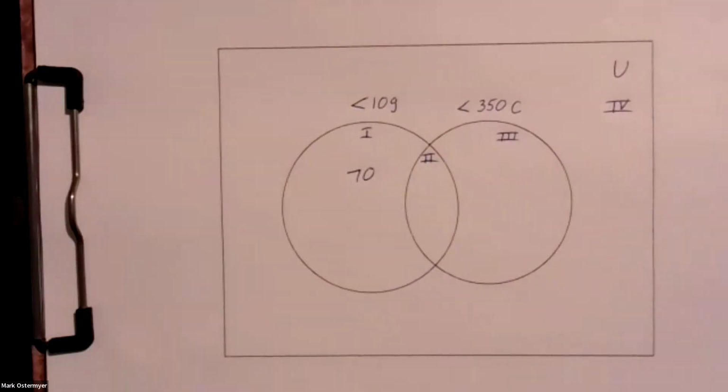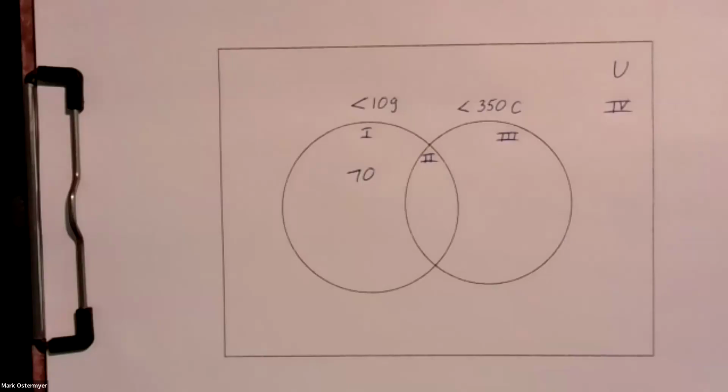Is that correct? Let me read that again, and you justify this in your mind. Is it correct to say 70 goes in region one? 70 had less than 10 grams of fat, but not less than 350 calories. Do you agree 70 is in the right place? Yes. I believe 70 is placed correctly.